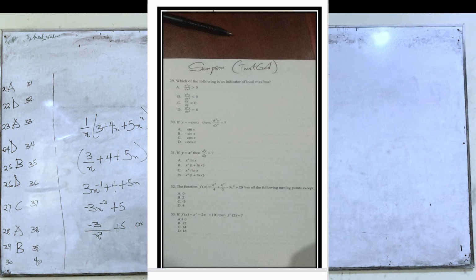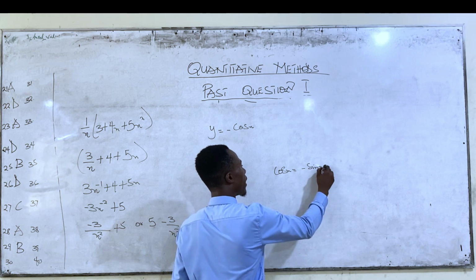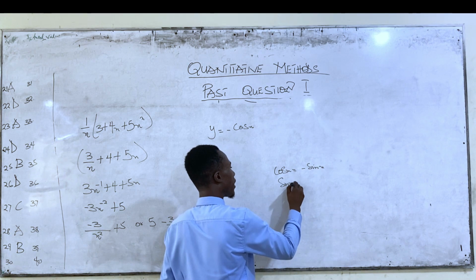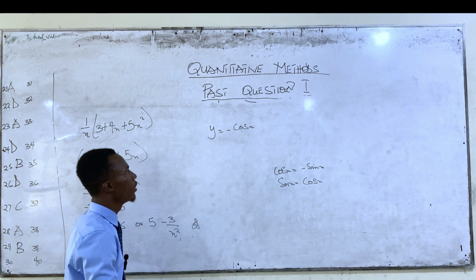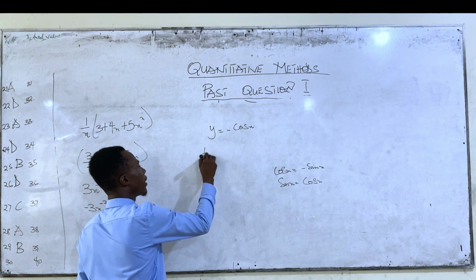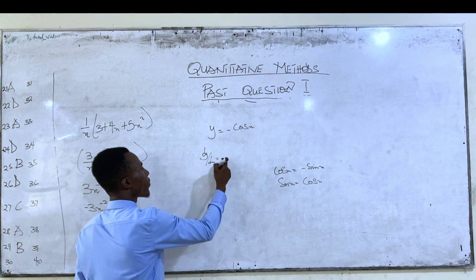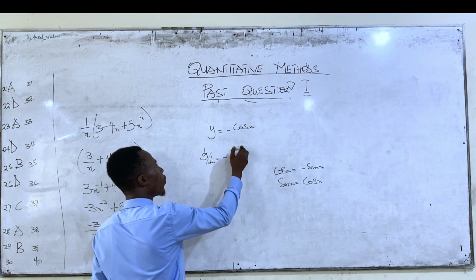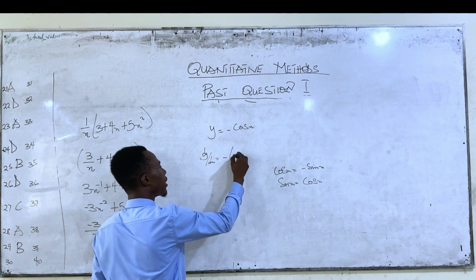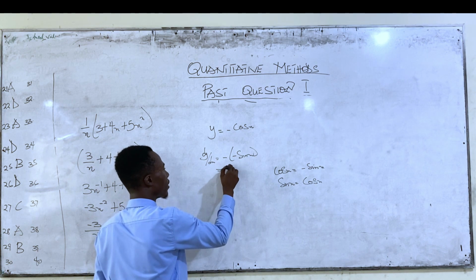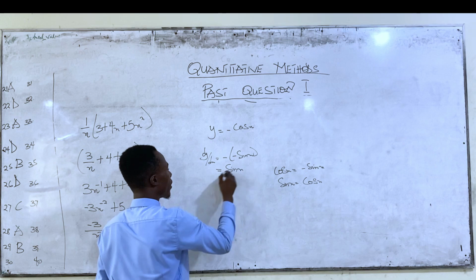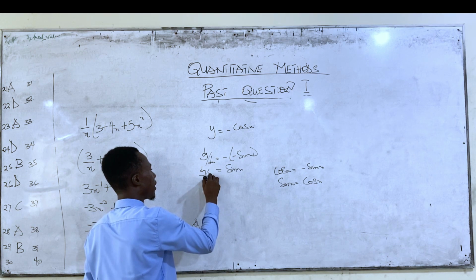Have it in mind, if you have cos x and you differentiate it, you get negative sine x. But if you have sine x and you differentiate it, you get cos x, no negative. Okay, so let's go. dy/dx is equal to, there is a negative here already. When you differentiate cos x, what do you get? Negative sine x. So this one will give us sine x. That is dy/dx.